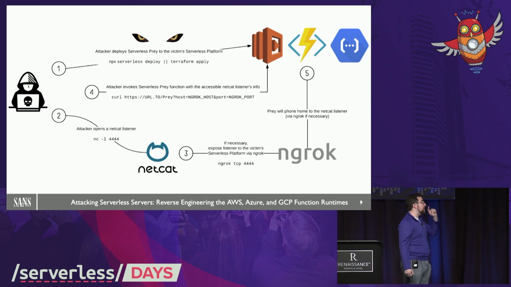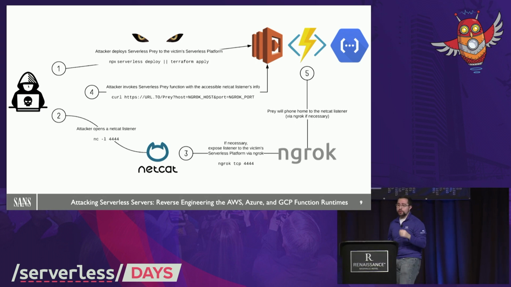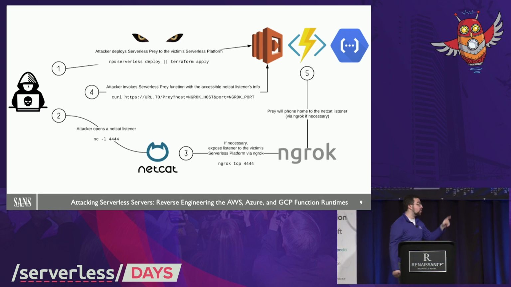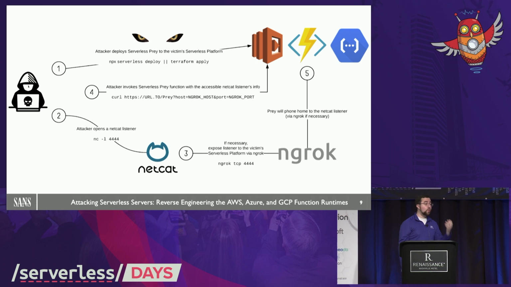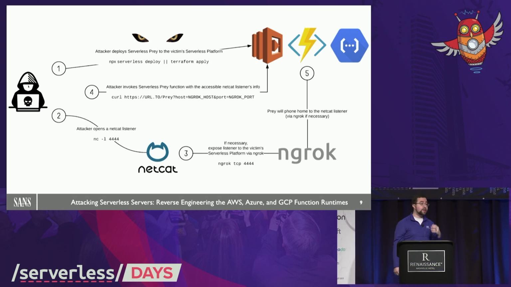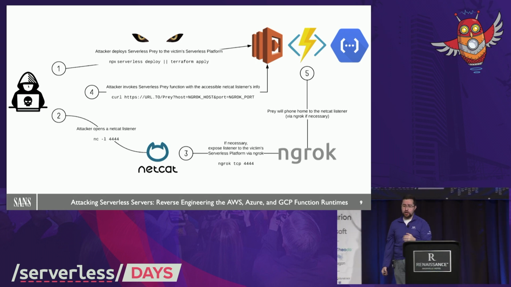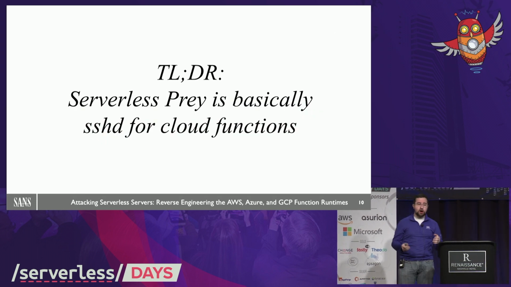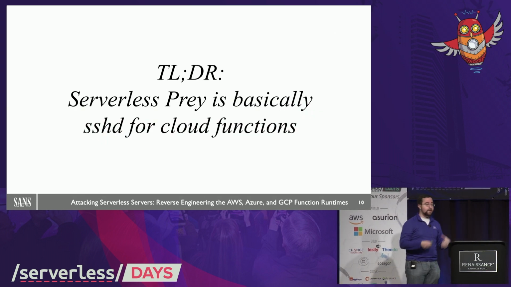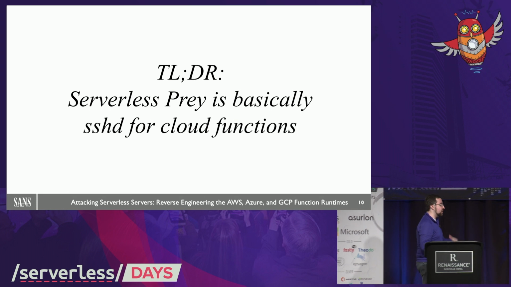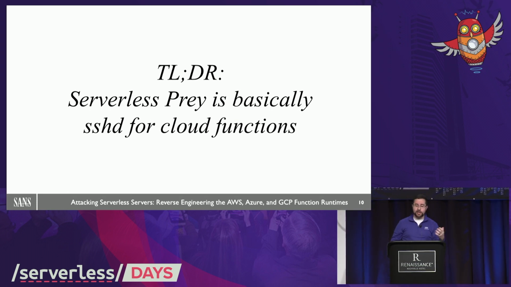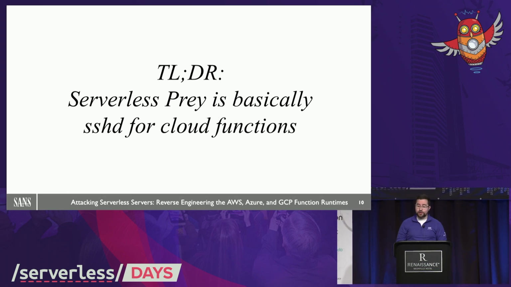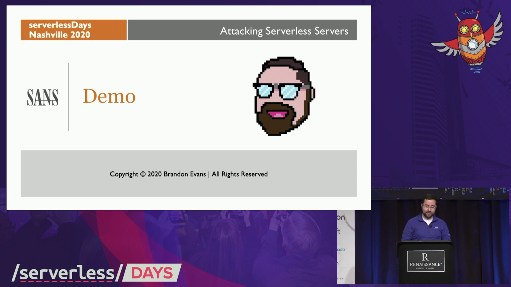Then we are going to invoke the function with the data it needs to call back to our local server. And finally, the function is going to reach out to our Netcat listener, listen for data, and whatever we put over the wire, it is going to execute in a bash shell. So TLDR, it's basically an SSH daemon for serverless. Obviously, this is a simplification, but that is the idea. And without further ado, let's actually demonstrate this.